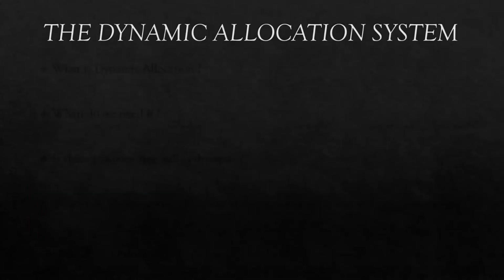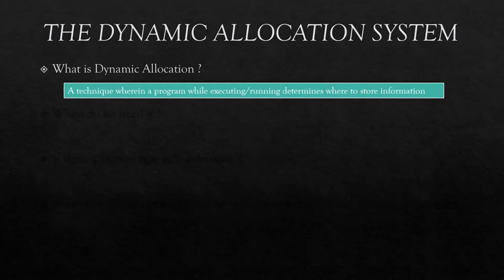Coming now to dynamic allocation. What exactly is dynamic allocation? So think of it as being able to allocate memory while the program is executing, right? So on the fly, if you will. And so it's defined as a technique wherein a program, while executing or running, determines where to store information.